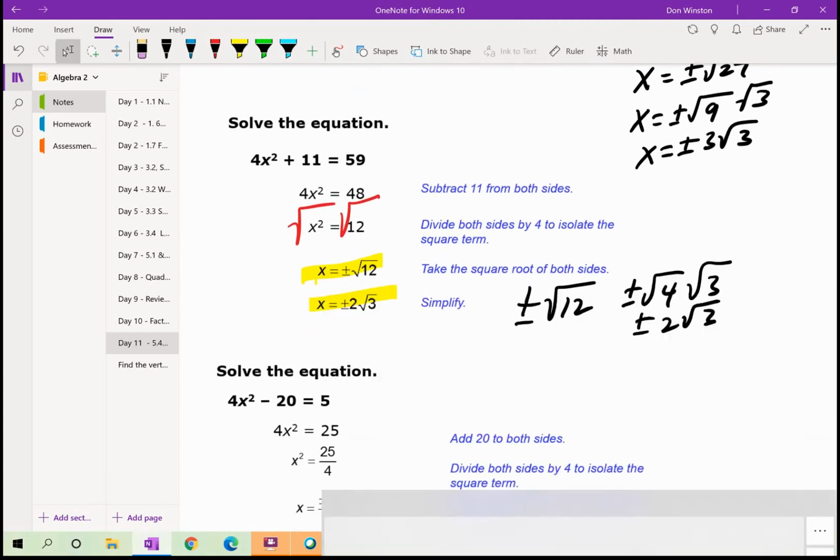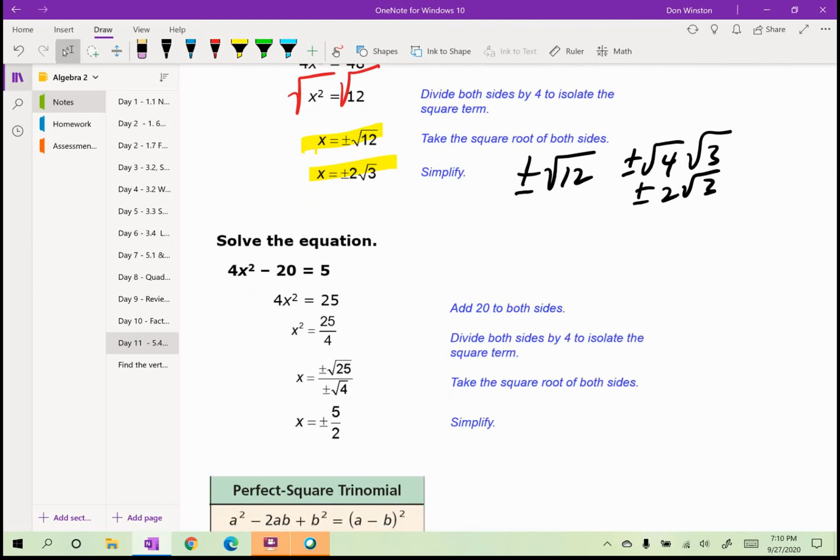Let's look at another example here. Solve the equation 4x squared minus 20 equals 5. So we add 20 to both sides, and then we divide by 4, and we get x squared is equal to 25 over 4. And then we undo squaring, so we have x is equal to plus or minus root 25 over root 4. And so we have x is equal to plus or minus 5 halves. Root 25 is 5, and root 4 is 2.